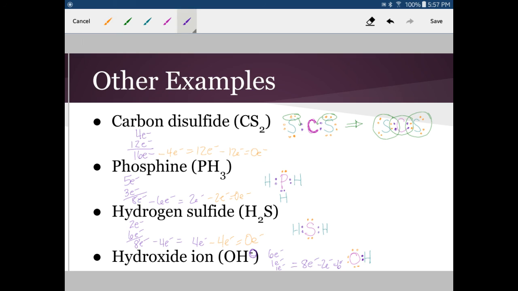Now the last step here is, because this is a polyatomic ion, I need to be sure to put square brackets around my polyatomic ion with the charge outside of that. Again, I have a complete octet. Hydrogen's happy with 2, oxygen's happy with 8. I put my square brackets and my negative charge on the outside, being the appropriate Lewis structure for my polyatomic ion.